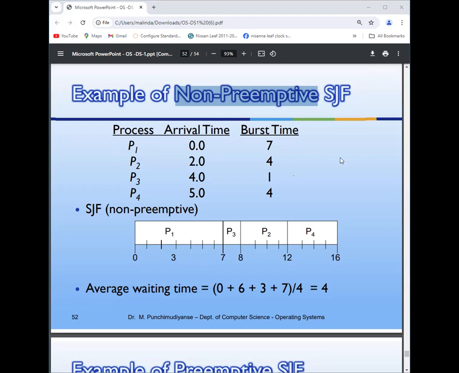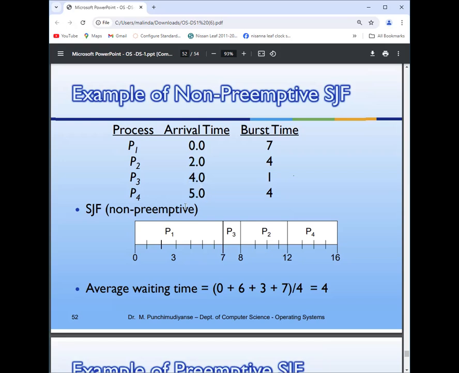First, understand the columns. Processes P1, P2, P3, P4 come in order. Then there is an additional column called arrival time, which is the millisecond at which the job has arrived in the queue. P1 comes at 0 milliseconds, P2 comes at 2 milliseconds, P3 comes at 4 milliseconds, and P4 comes at 5 milliseconds.